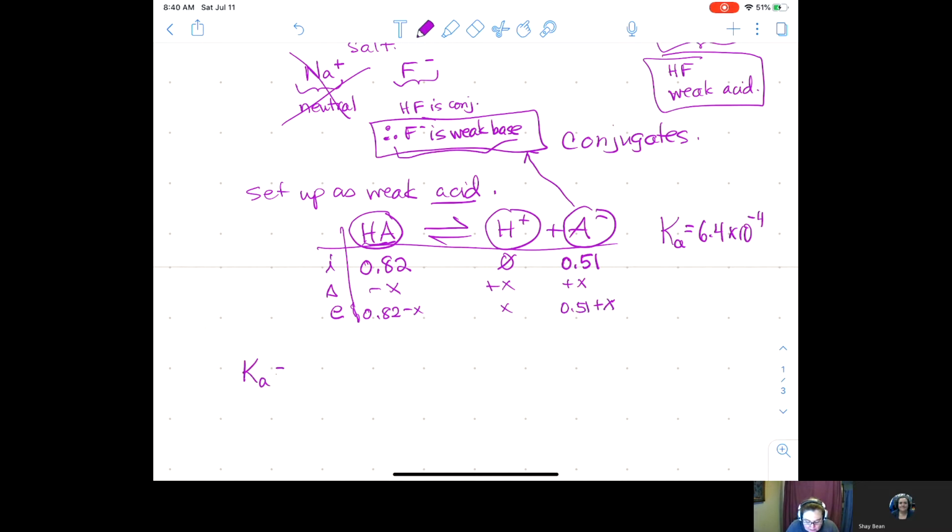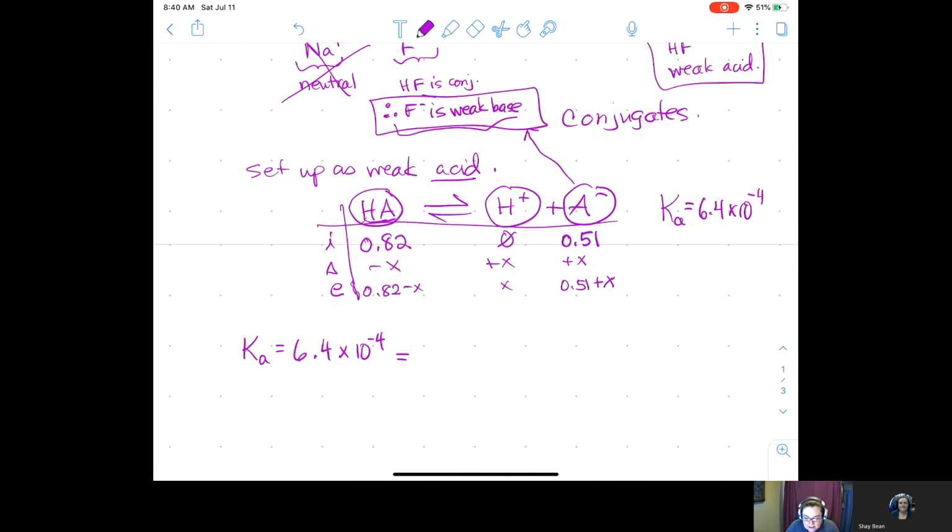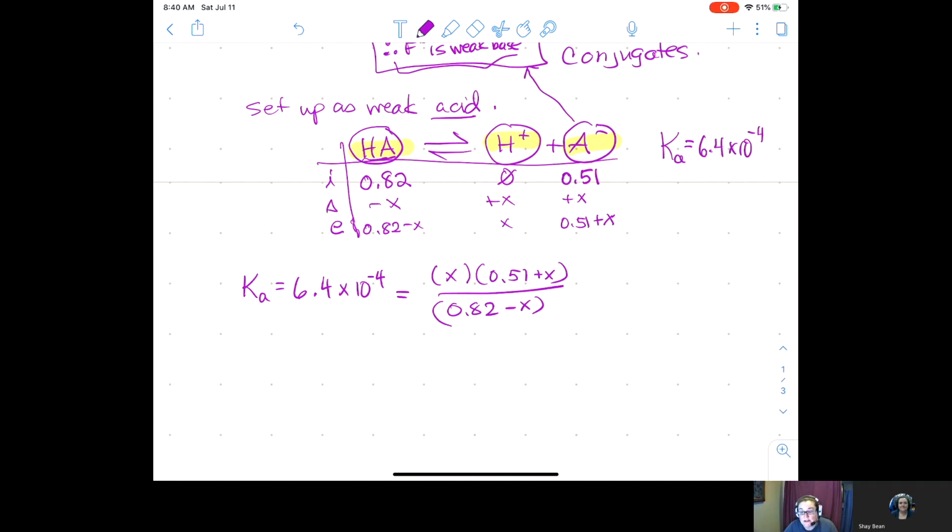And now I'm going to set up my equilibrium equation. Now careful, watch how I do this. This is calculated as HA to the first power times A minus to the first power divided by HA. And so that is X times 0.51 plus X divided by 0.82 minus X. Now, this is a quadratic equation, and it's a very complicated quadratic equation. You can use a quadratic equation solver if you want to. I don't suggest it. I suggest using the approximation we've been talking about.